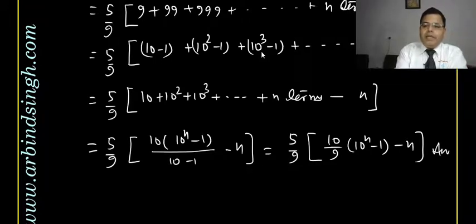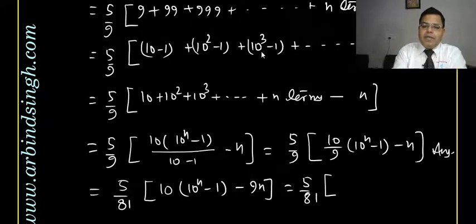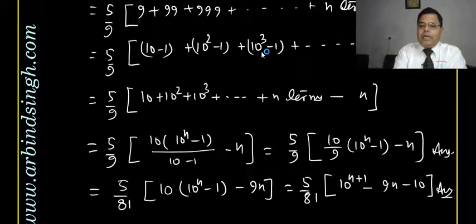Or you can write the answer as 5 by 81, since 9 nines are 81, taking the LCM: 10 into 10 to the power n minus 1 minus 9n. That can be written as 5 by 81 into 10 to the power n plus 1 minus 10 minus 9n. That will be the answer also. So you can write in any one of the forms. I hope you got it.